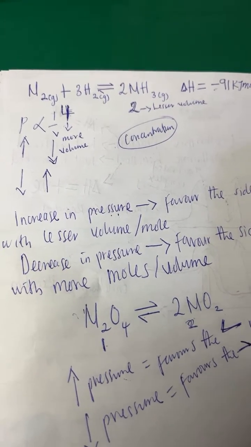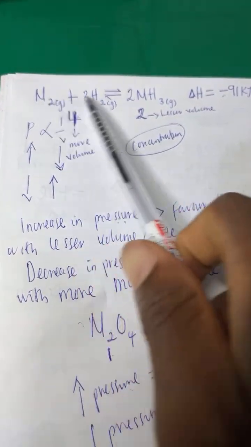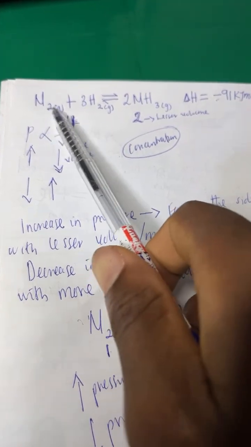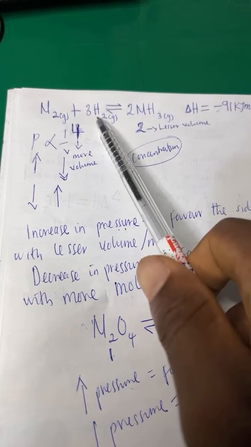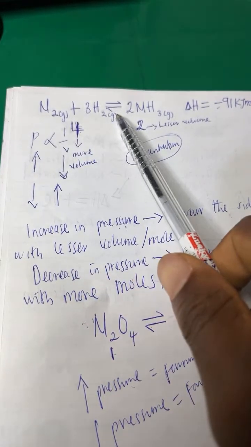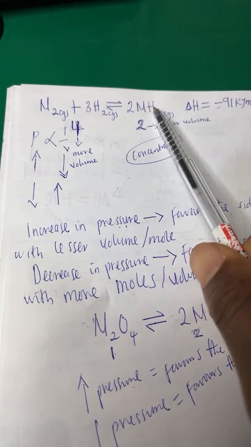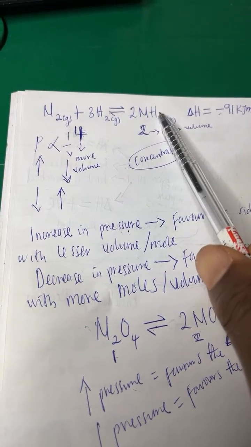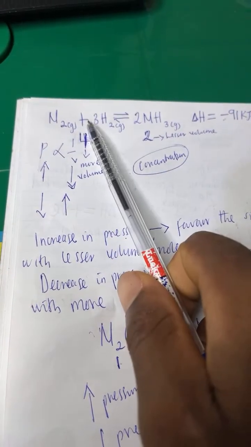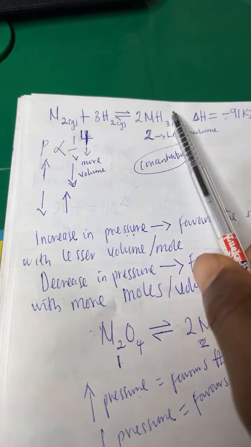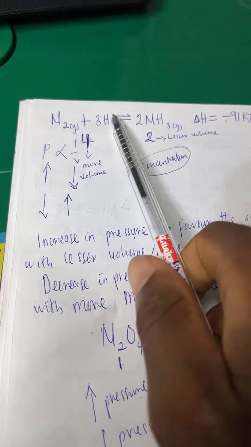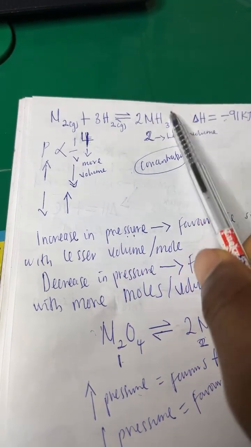For example, for this particular Haber process, if there is an increase in the concentration of nitrogen and hydrogen gas, the reaction will automatically favor the forward reaction. If there is an increase in the concentration of the reactant, the reaction will favor the forward reaction, because the change has to be shifted to the product side.